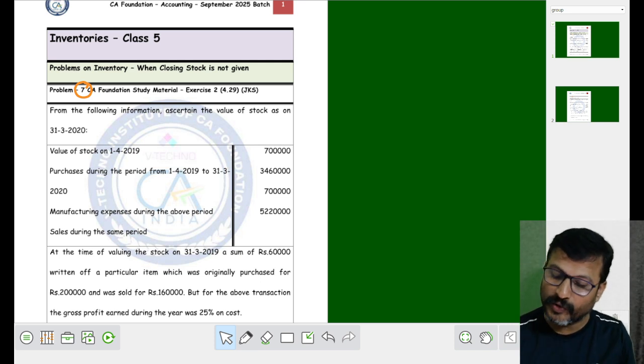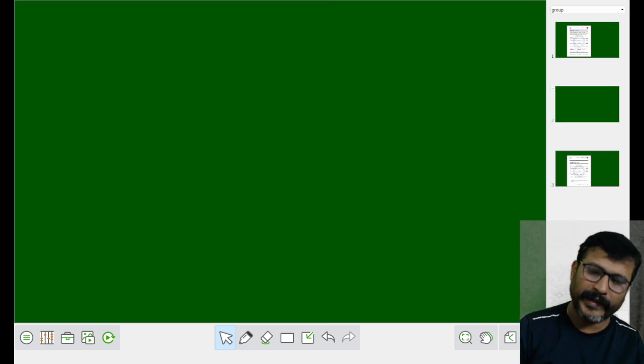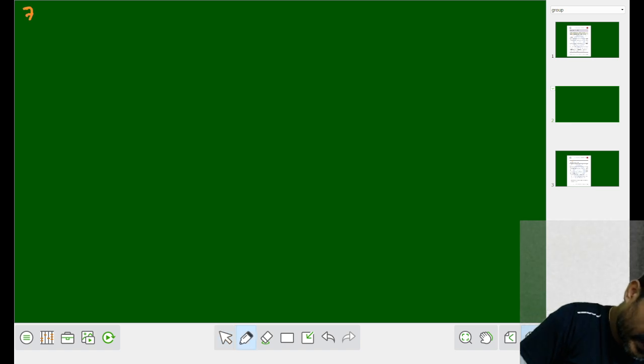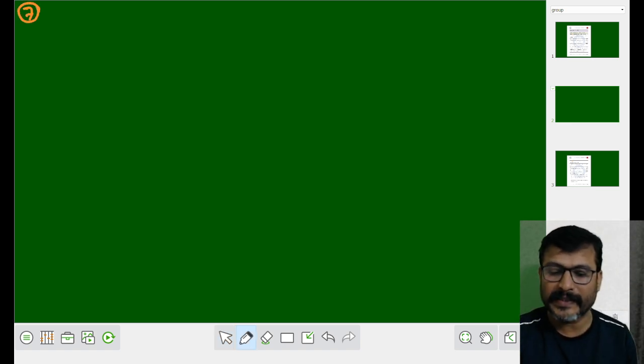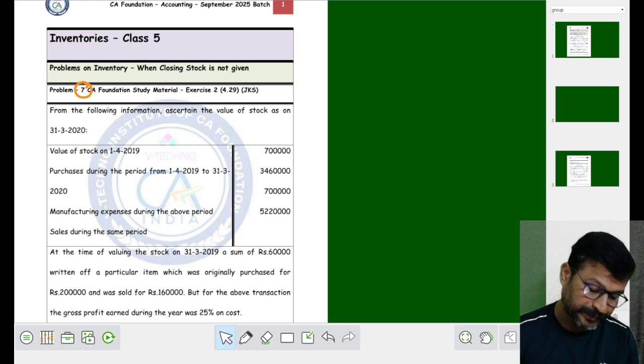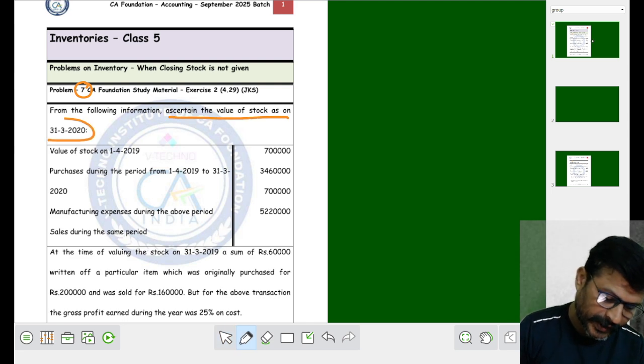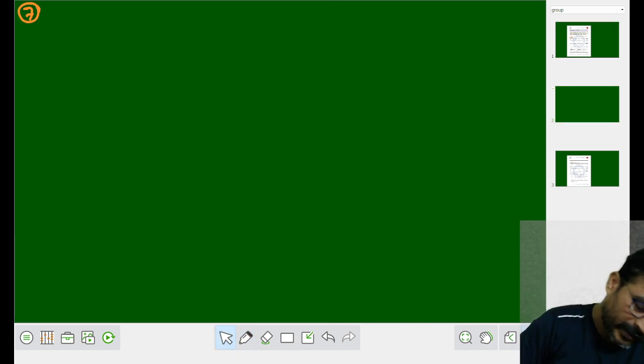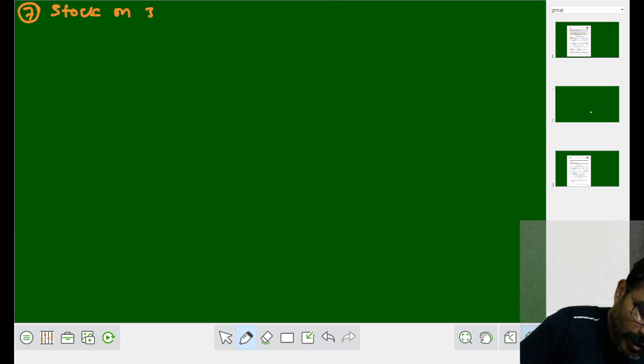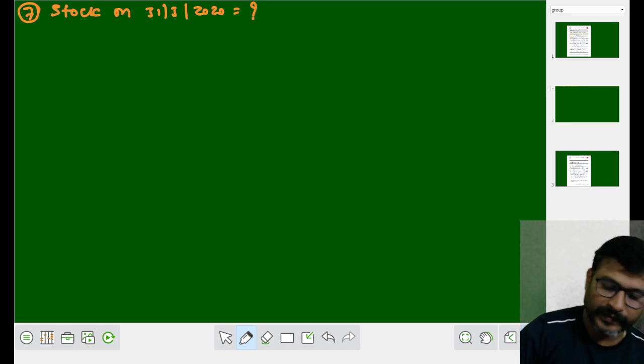Before starting the solution, you need to have one separate page wherein you can mention the problem number 7. Fine. Shall I read? From the following information, ascertain the value of stock on March 2020. What stock we have to calculate? Stock on 31st March 2020 is question mark.